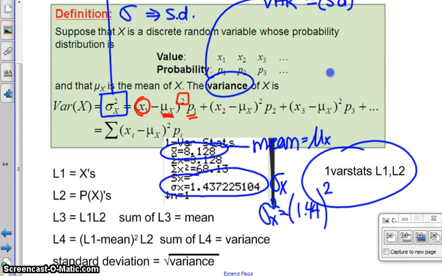So if I'm actually looking for my variance, then again, what we have to do is square it. And you have to understand which one we're looking for. Am I looking for my variance? Am I looking for my standard deviation? All right, so I'm going to stop it there.